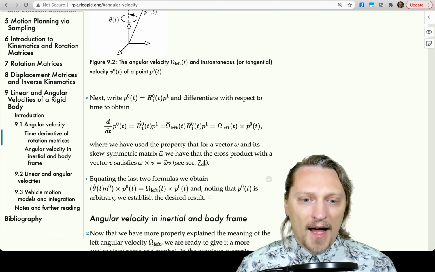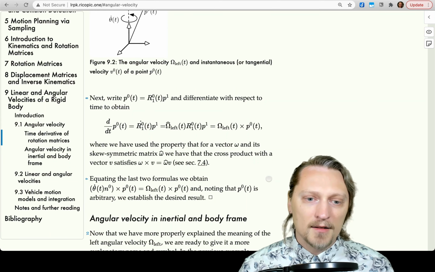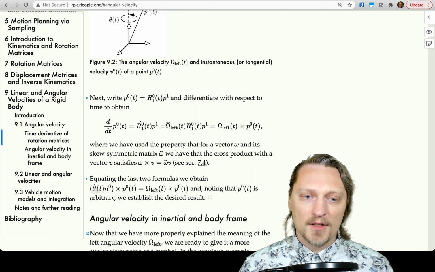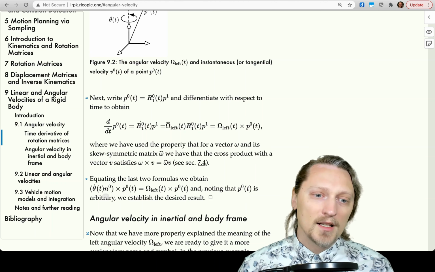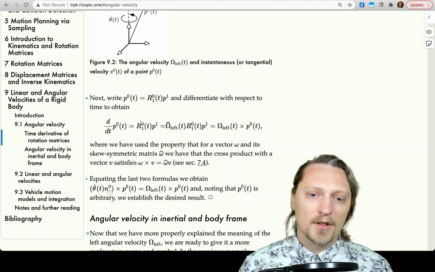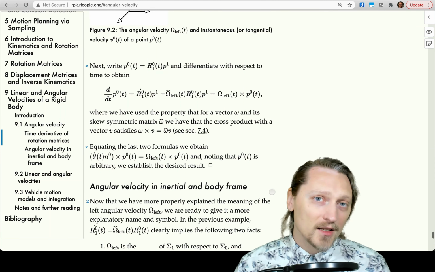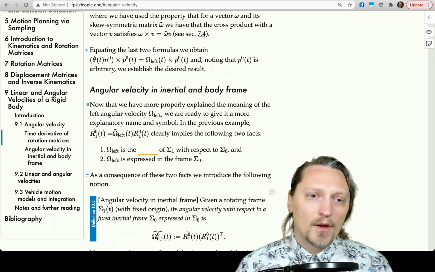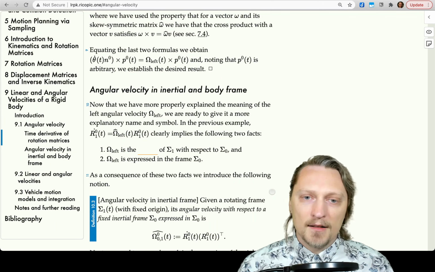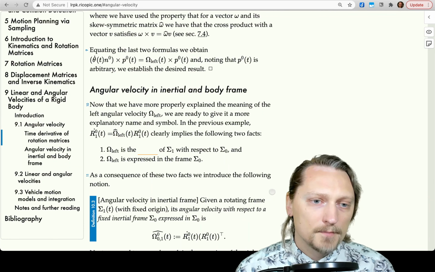So, equating the last two formulas, we obtain the fact that omega left of t is just equal to theta dot n0, which is to say the speed in the direction of the axis of rotation. And noting that p0 is arbitrary, we have established the desired result, which is to say that omega left is the angular velocity, even in the classic sense. Okay, angular velocity in inertial and body frames.